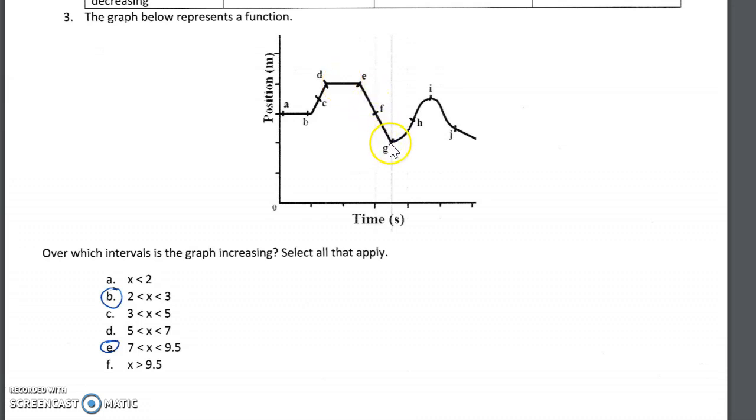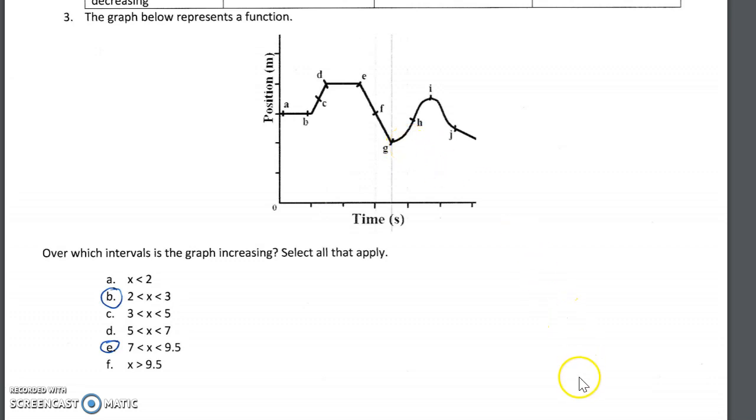Decreasing, going down. When you get to this point, you start going back up. So that part would also be increasing from 7 to 9. And then at 9, it starts going down, and it's decreasing. So it's those two parts right there. That part C that you could reference and that part H are both increasing values.